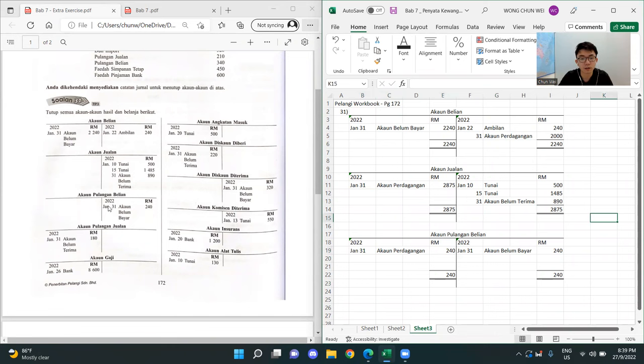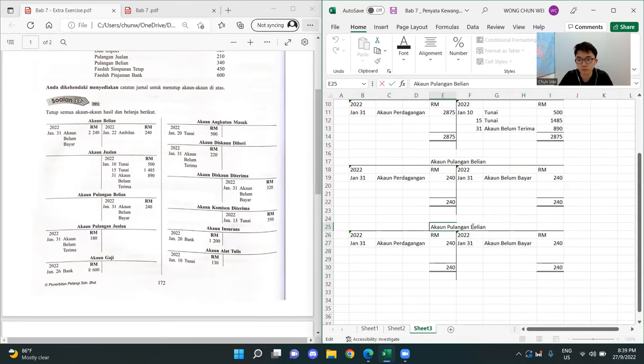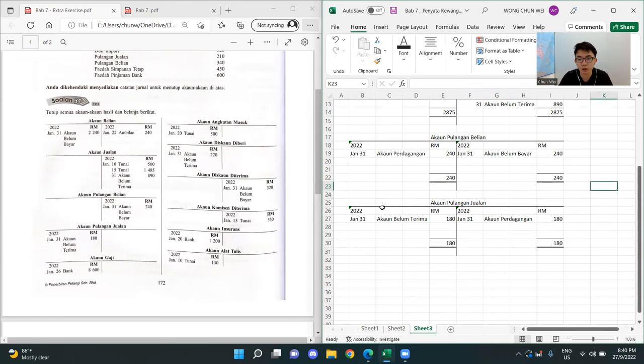And then next, akaun pulangan jualan. So account belum terima 180. So here will be 180. Here 180. So here will be 180 also lah, right? So normally it's HBBB, but here pulangan jualan hantar to account perdagangan. Okay, lepas tu, akaun gaji.